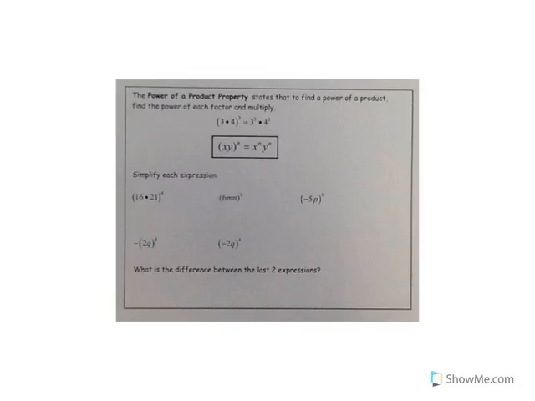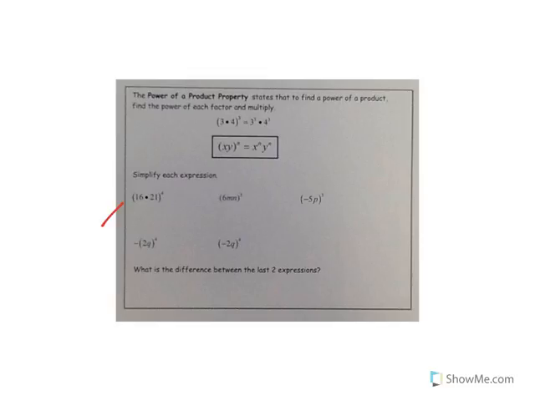So the power of a product property states that to find a power of a product, find the power of each factor and multiply. So in this case, when you have 3 times 4, and that whole thing is to the 3rd power, you can transfer that power, or that exponent, to both of them. So it's going to be 3 to the 3rd times 4 to the 3rd. That's the same thing. This is sort of like the distributive property.